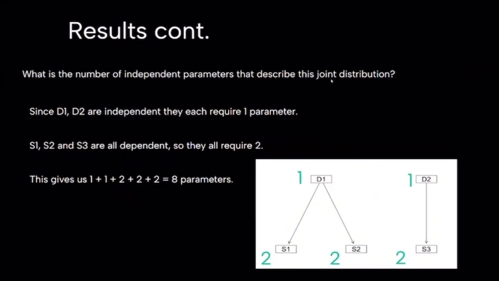If we want to find the number of independent parameters, we know that D1 and D2 don't depend on any variables, so they just have one parameter each. And then S1, S2, and S3 each depend on only one parameter, so they're all 2. So 2 plus 2 plus 2 plus 1 plus 1, total of 8 parameters.